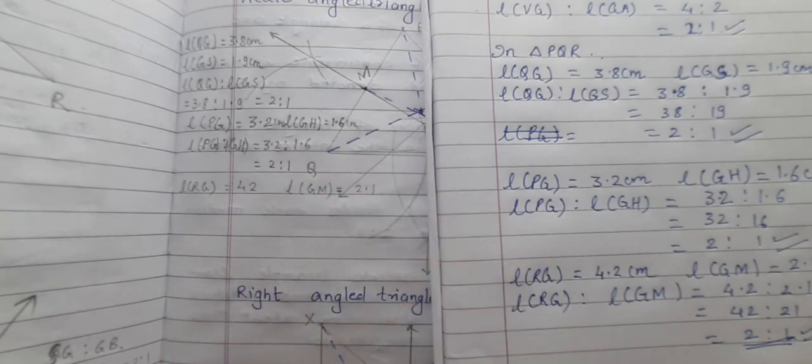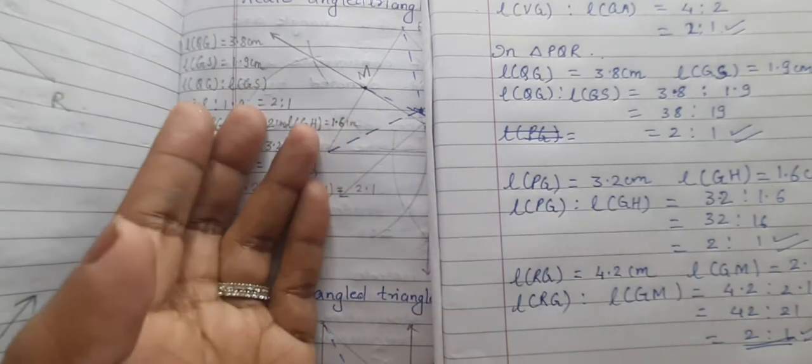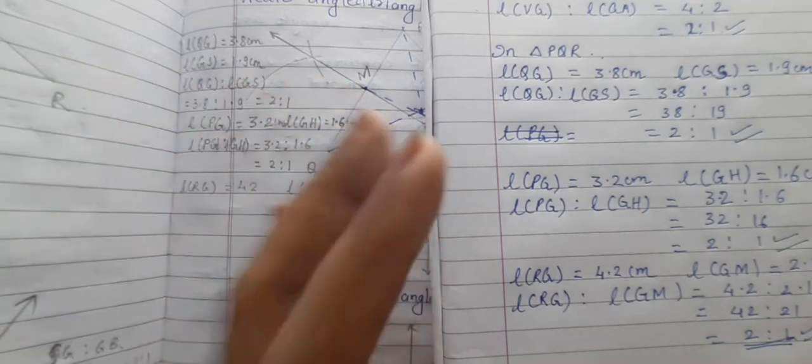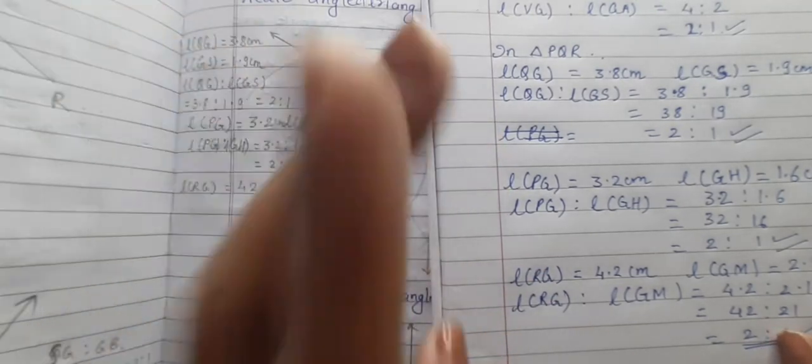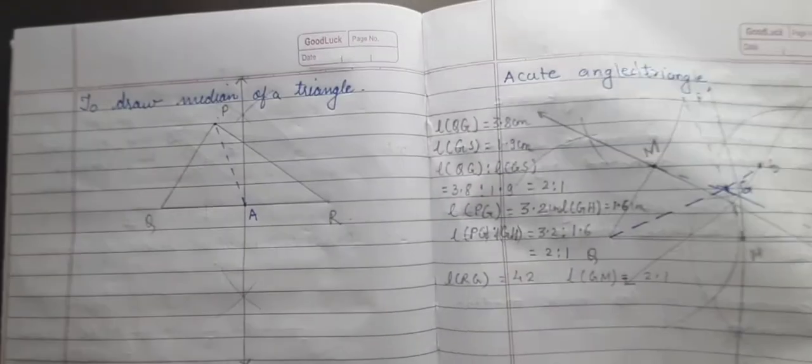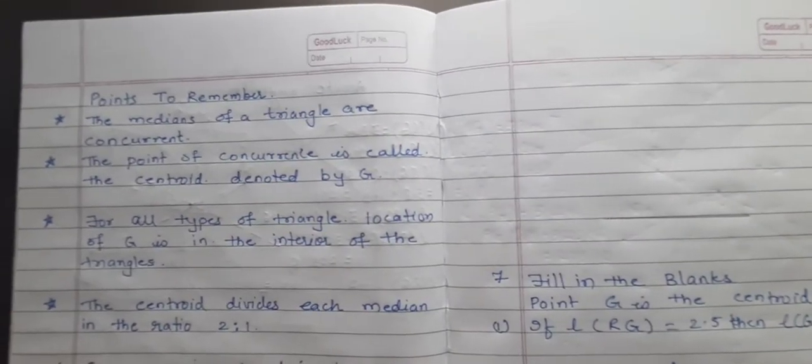Now almost all the problems have been done by me while explaining the median and the altitude. Only 2 problems are left that we are going to do now. In this problem, we have to draw an isosceles triangle, and to that triangle we have to draw the altitudes and the medians. And we have to write our observation.